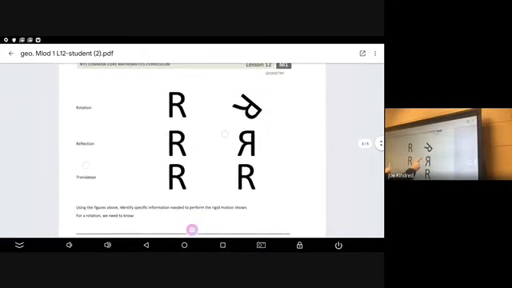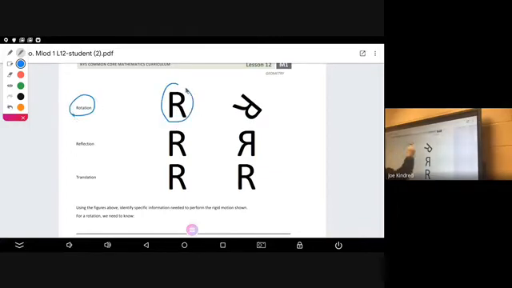So here's what they look like. You can see that they use the figure of the letter R, and you can see that in the rotation, you're basically just spinning this thing. You're rotating it, you're spinning it. A reflection is you're just obviously flipping it.